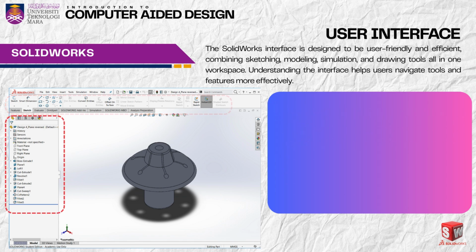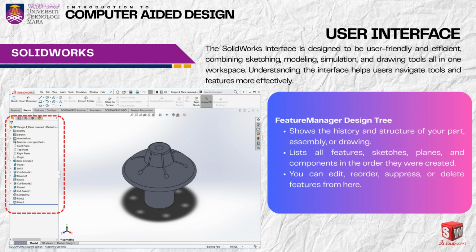To the left side of your screen is the FeatureManager Design Tree. This is a chronological list that shows every element used to build your model, including sketches, features like extrude or cut, reference geometries, and more. It's essentially the design history of your part or assembly and allows you to edit or reorder features with ease.